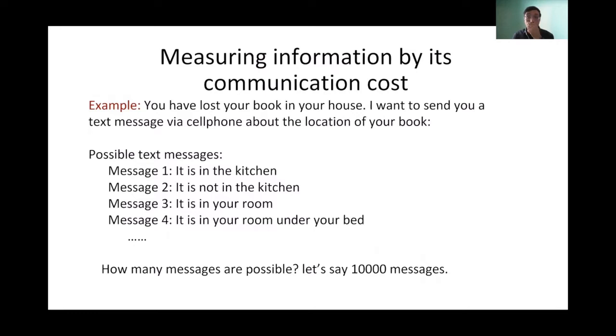Let us go back to our example. You have lost your book in your house, and I have some information about the location of the book, but I cannot talk to you. I'm only able to send you a text message via my cell phone about the location of the book. So here are the possible text messages that I can send. One message is, it is in the kitchen. I mean, it depends where the book is, but my text message could be, it is in the kitchen. It is not in the kitchen, I know it. So that could be my information. My text message could be, it is in your room, or it is in your room under your bed, or something else, right?